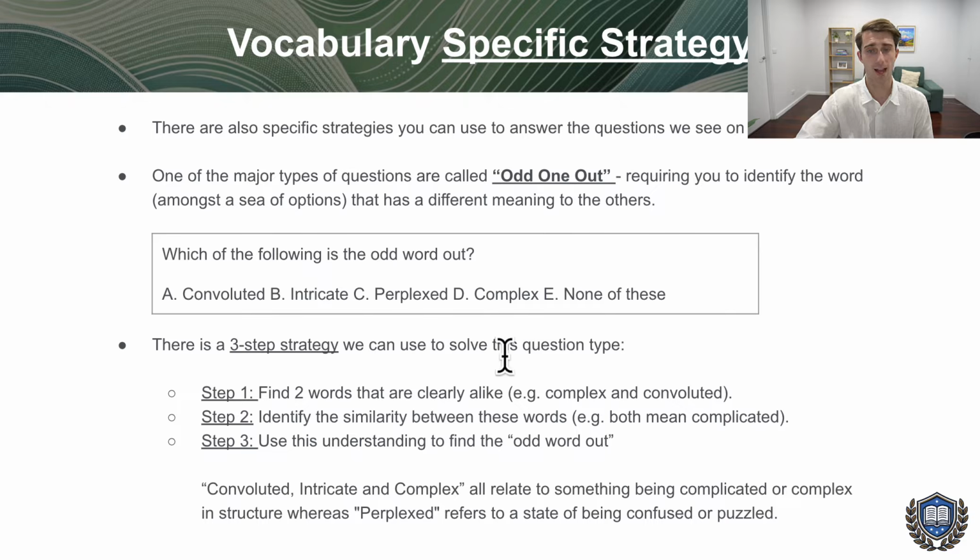Now, there's one other trick which you can use. So generally that applies to all question types. Find two that you understand the meaning of. Distinguish in your mind what is the meaning of those two words and then cross-check that against the other options because there's generally always going to be two you do understand.